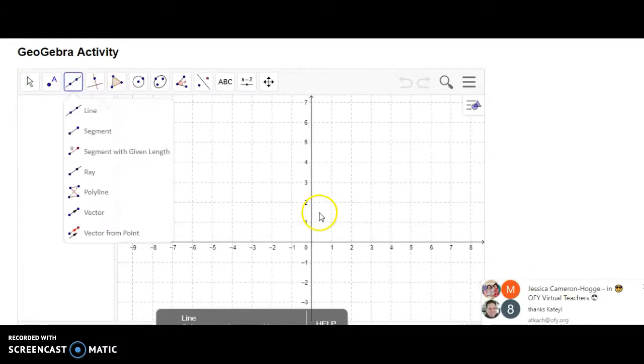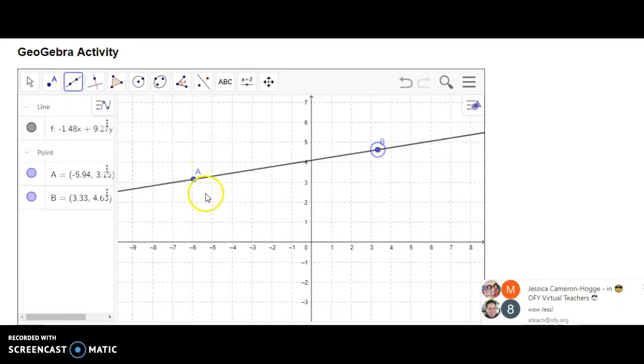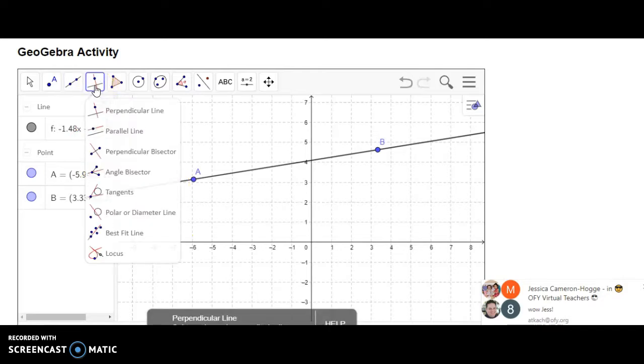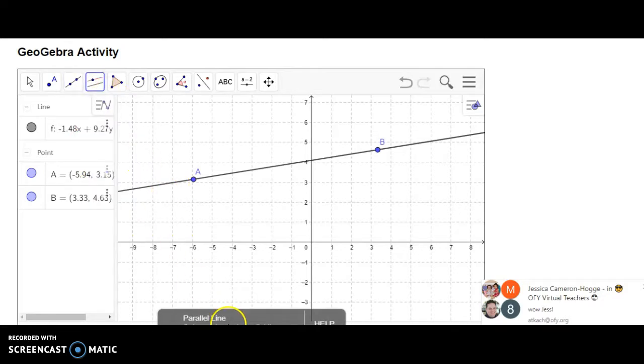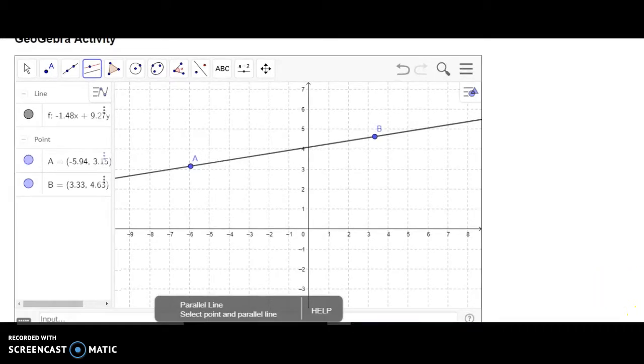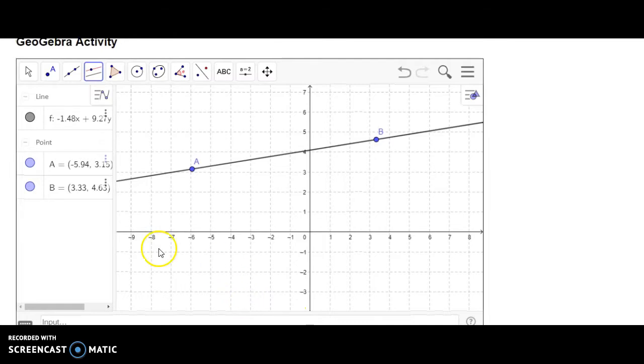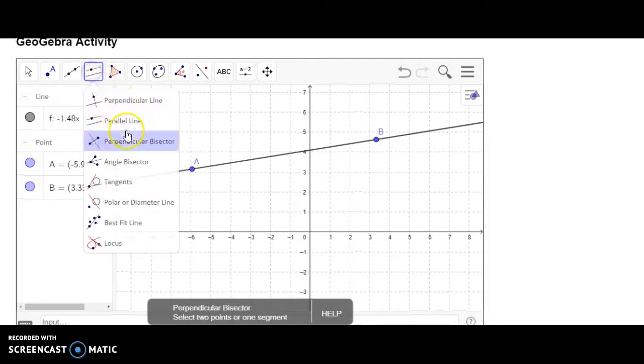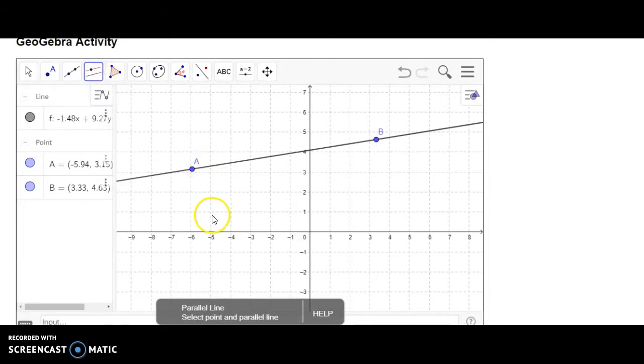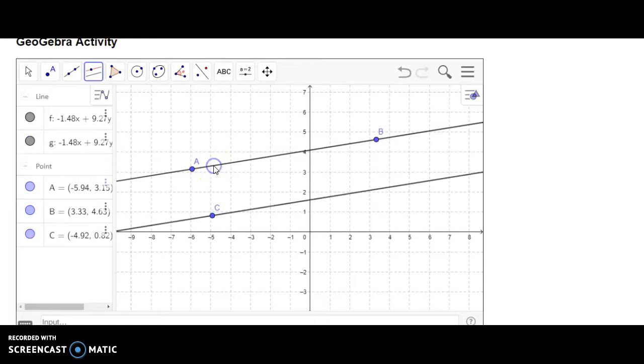So we're going to click here. We'll just click on line. And then we need to make a parallel line to this line. So we're going to click on this one now and put parallel line. So down here, let's make this a little bit bigger. It says select point and parallel line. Select point. So we're just going to make a point here and then the parallel line here.